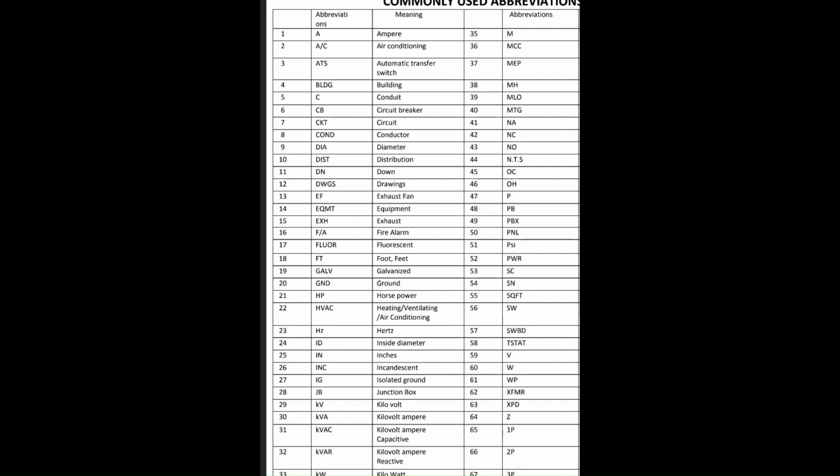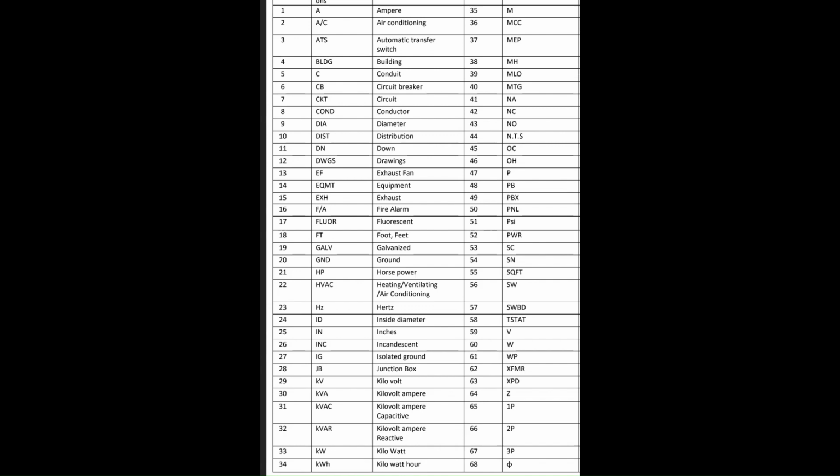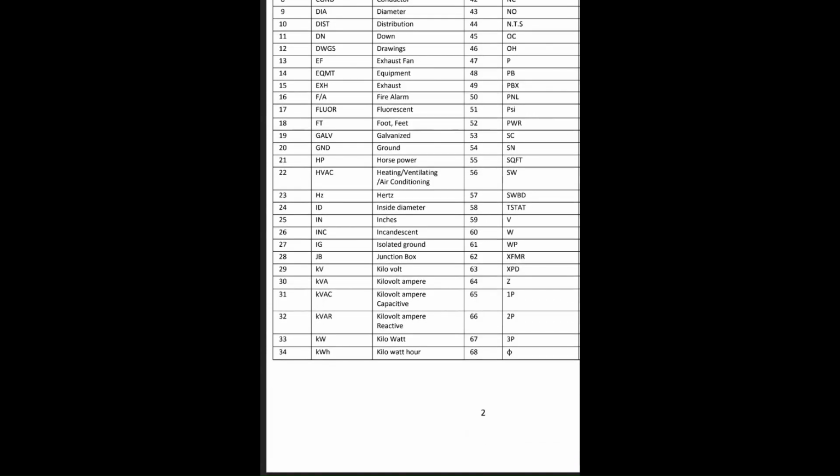Building is denoted by BLDG. Conduits, which are pipes, are denoted by C. Circuit breakers, CB. Circuits, CKT. Conductor, diameter, distribution wires, down, up, exhaust fan, drawings. Equipment used: a simple exhaust and an exhaust fan are two different things. Fire alarms, floor, fluorescent lamps, tube lights, and foot and feet is FT. Galvanized, to protect against rusting. Grounding, ground is denoted by GND, horsepower by HP, inside diameter inches, incandescent bulb is INC, isolated ground, junction box, etc. Next comes the kilovolt, kilovolt ampere, kilovolt ampere capacitive, kilowatt hour, kilowatt, etc.